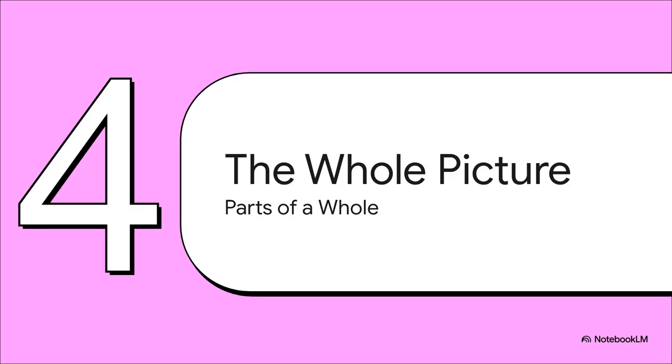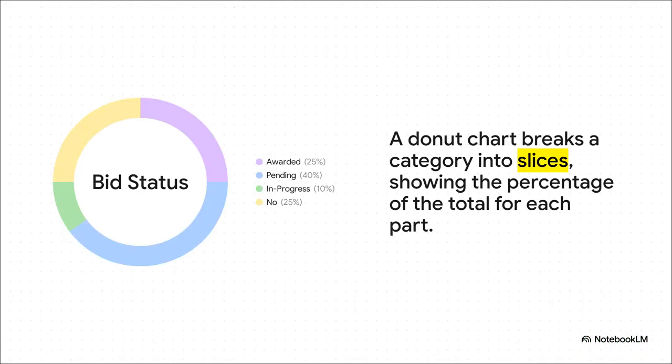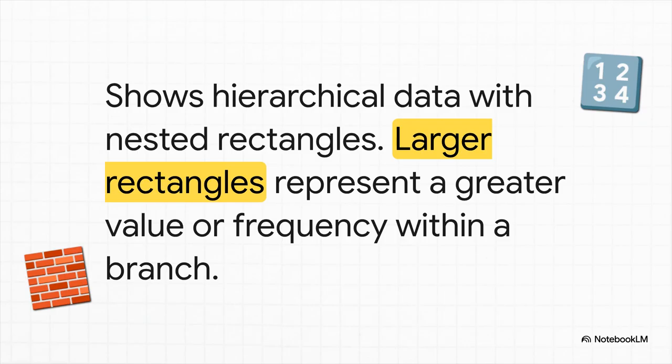Next up, let's tackle another super common challenge, showing how different parts make up a whole. When all your data adds up to 100%, what's the best way to show each piece's slice of the pie? The donut chart and its cousin, the pie chart. They're instantly recognizable, right? They really excel at one thing, showing a percentage breakdown of a single category in a really simple, digestible way. Now, data experts love to debate them, but for a small number of categories, their meaning is just universally understood. But what happens when you have a lot of categories, or even categories within categories? A pie chart just becomes a jumbled mess.